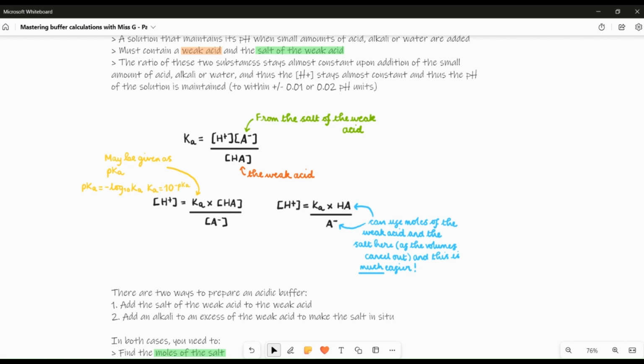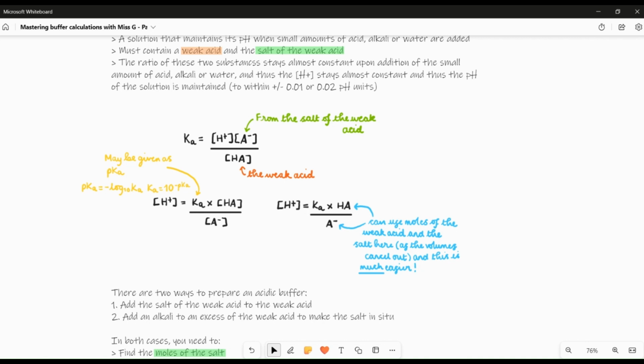they may give you a pKa value. So we need to know how we can change between pKa and Ka, and that relationship is the same as pH and the H plus concentration. So pKa would be equal to minus log base 10 of Ka, and thus Ka is equal to 10 to the power of minus pKa. So it may be that as part of the steps of our method, we need to convert between pKa and Ka, and that would be how we do that.